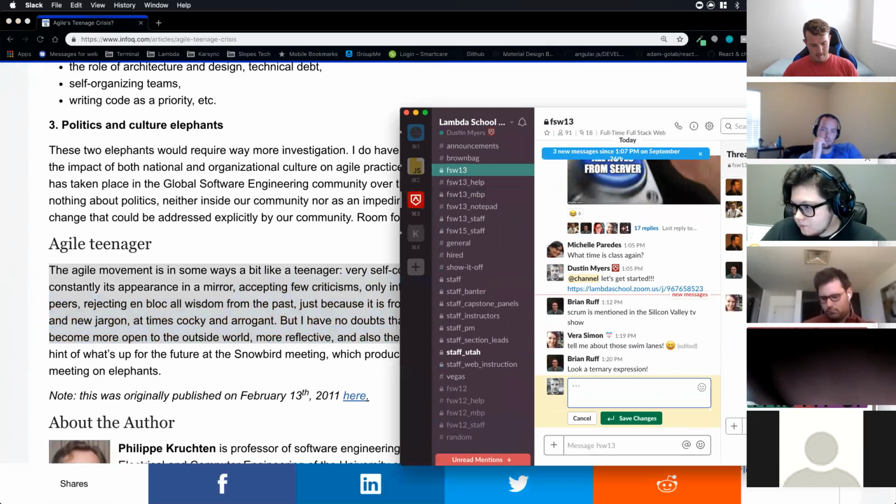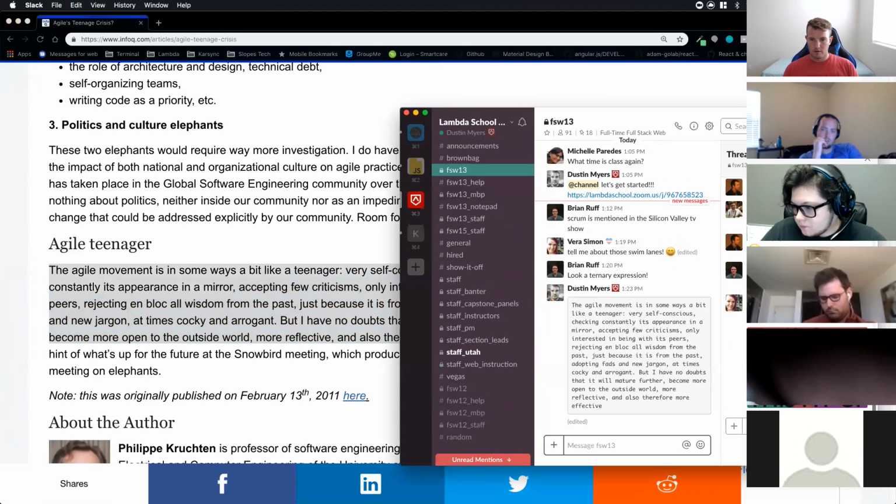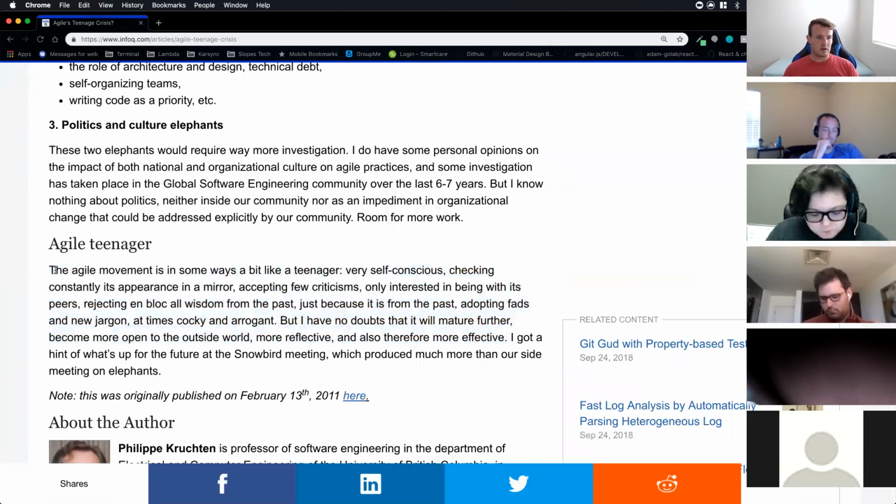Oh, there we go. The Agile teenager. I think this is a good way to describe the Agile movement. It's a bit like a teenager. It's really good, and it's growing to the point that it's going to be pretty widely accepted. This, of course, was 7.5 years ago. And I think we're still here a little bit, but I think it is maturing further and further.